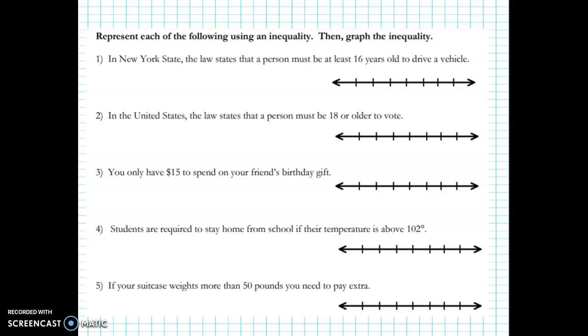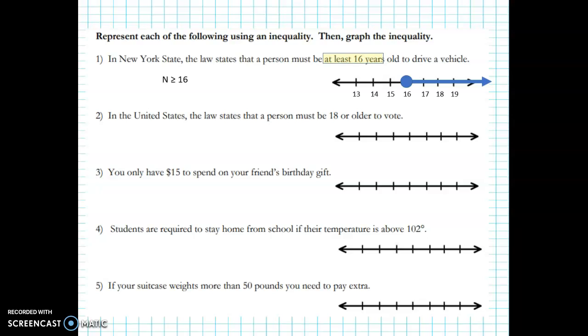In New York State, the law states that a person must be at least 16 years old to drive a vehicle. At least 16 years old is our inequality, so we are going to have n has to be greater than or equal to 16. First, put your numbers down. Then, since it's greater than or equal to, we will be using a closed circle on 16, and since we want numbers larger than 16, we are going to graph to the right.